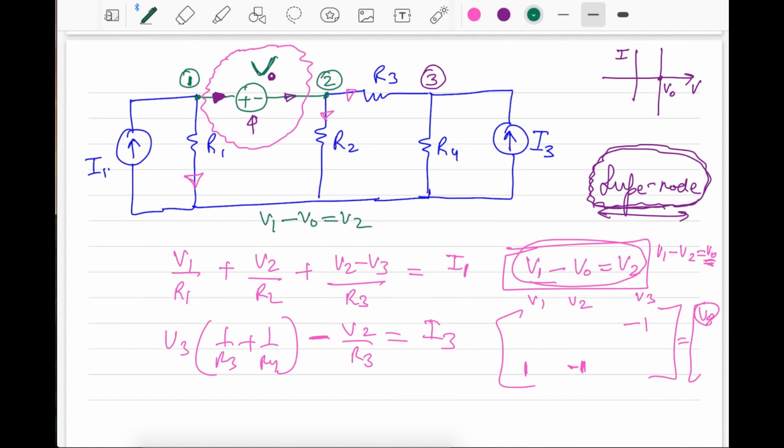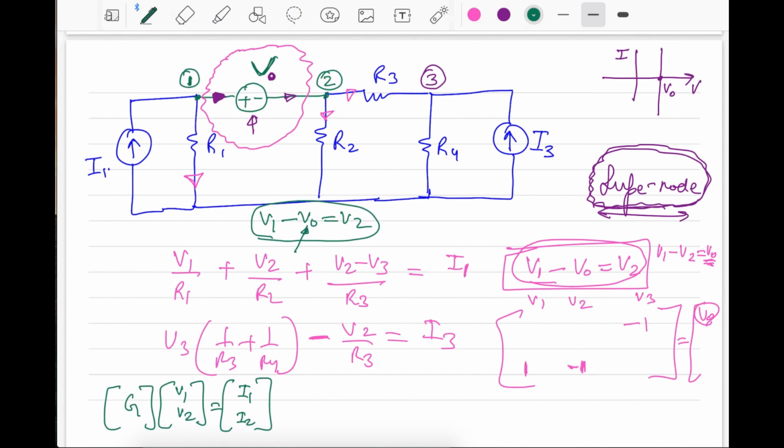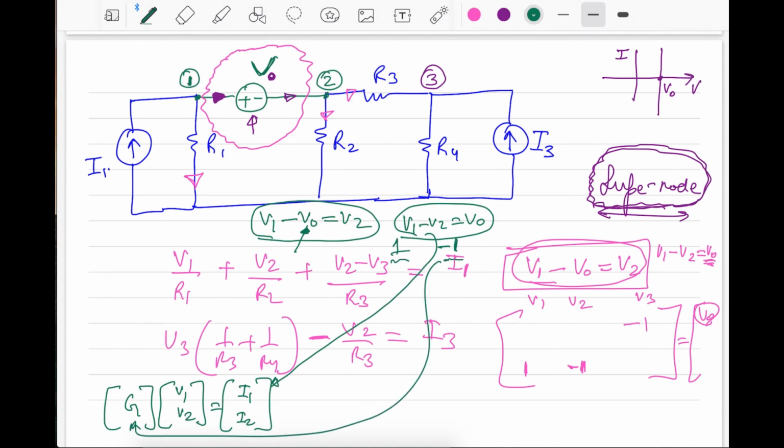Once we write the conductance matrices, we write G, and then the vector V1, V2, all unknowns, and this is the independent current sources I1 and I2, right? So if you write this relation, V1 minus V0 equals V2, and V0 is the known value, we have V1 minus V2 equals V0. You have to write this in matrix form. Once you write it in matrix form, the coefficient of V1 is 1 and the coefficient of V2 is minus 1. So this 1 and minus 1 will come in the conductance matrix. That is what I was telling.